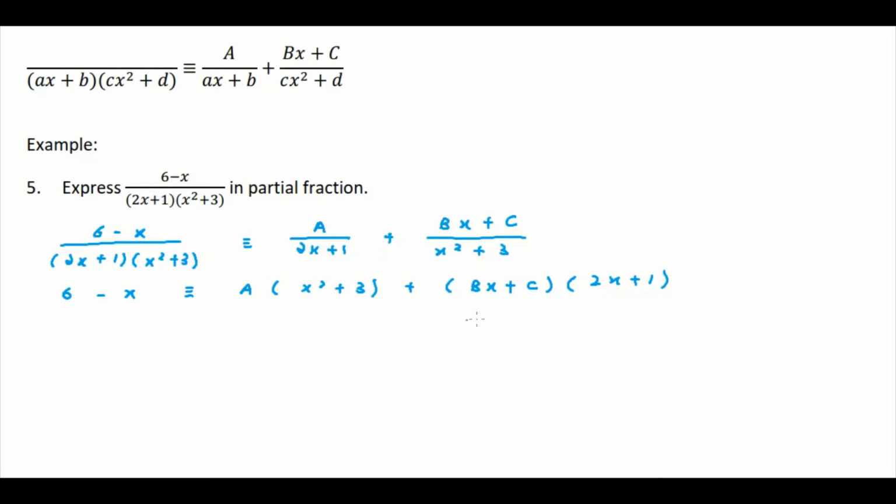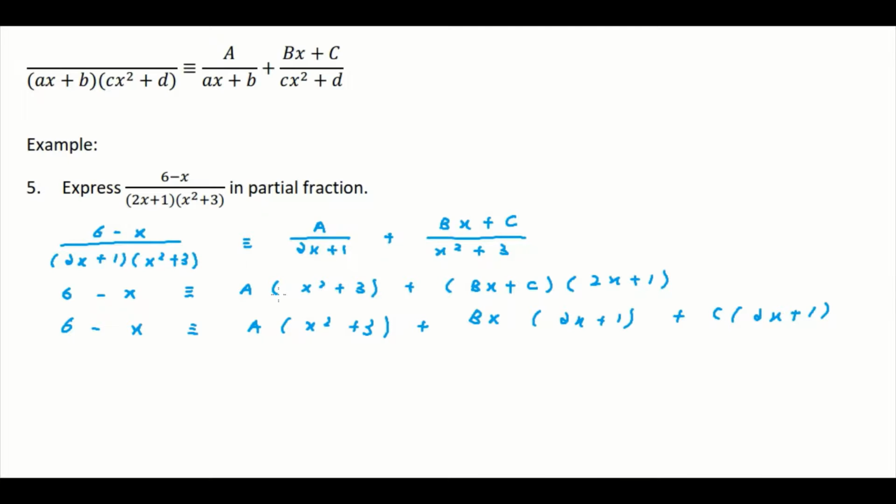If you do not like this form, you can change it into bx times 2x plus 1, then plus c times 2x plus 1. It's exactly the same thing. Maybe you just write it like this so it's easier for you the first time. So a times x squared plus 3. What I'm doing is bx times the whole term, then c times the whole term, so I don't need to expand it any further.